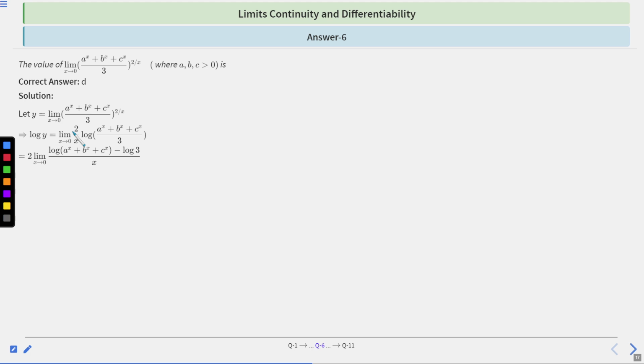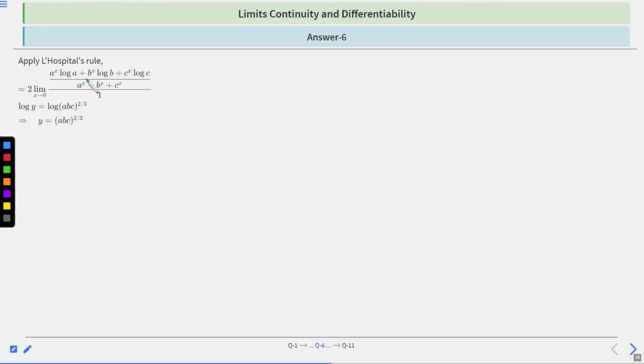Which is equal to 2 times limit x tending to 0 of log a to the power x. We have taken 2 as common, and in the denominator it is x. See, log of (a to the power x plus b to the power x plus c to the power x) minus log 3, upon x. See, now it is 0 by 0 form, right? So we can apply L'Hospital rule. Clear?